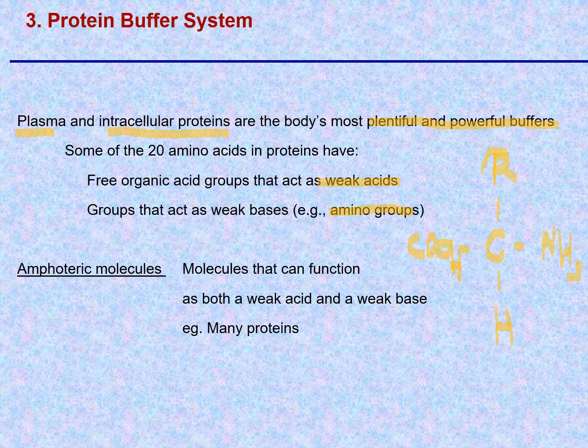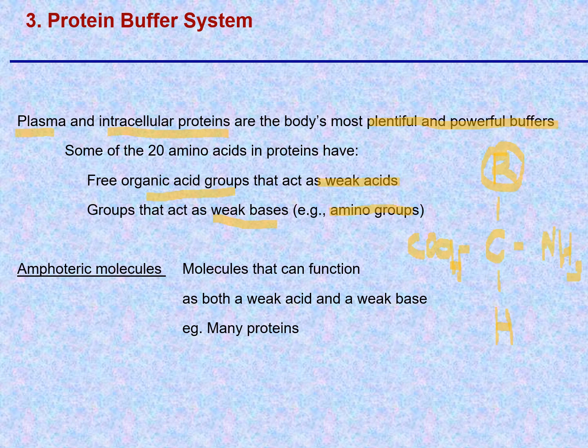So this R side chain, some of them have organic acid groups within them, and others have amino groups, so they can act as weak acids or weak bases.